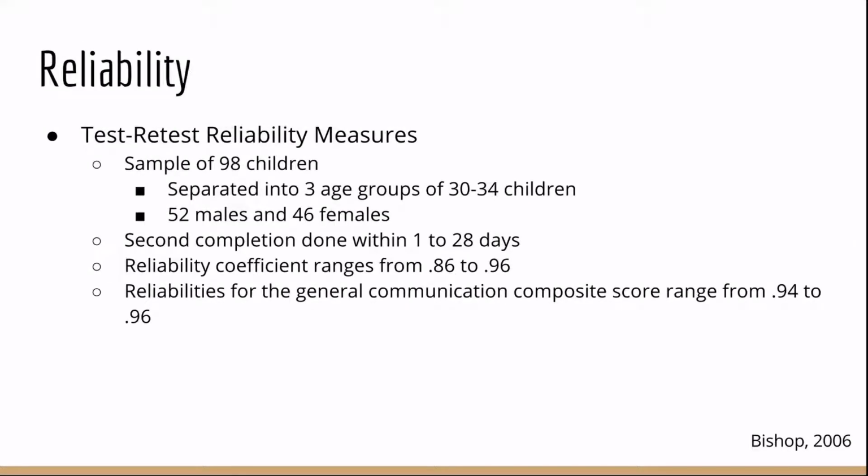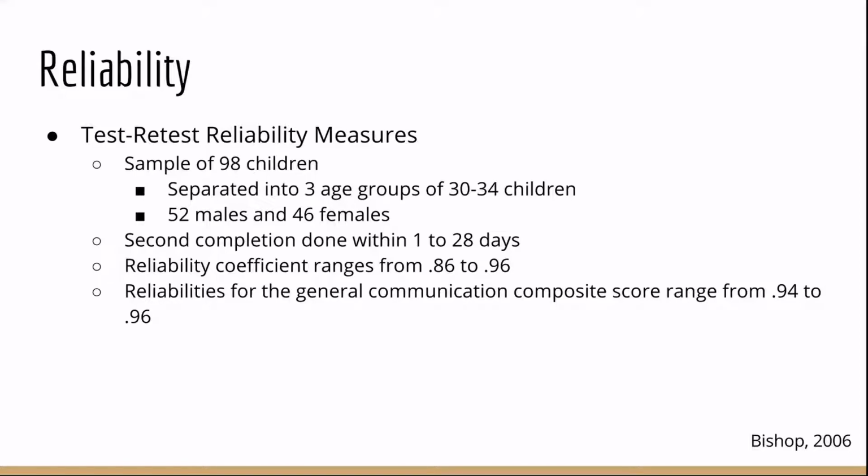The CCC-2 uses the test-retest reliability measures. The measures had a sample of 98 children, with 52 males and 46 females, who represent a range of racial and ethnic backgrounds. The 98 children were separated into 3 age groups of 30 to 34 children, the age groups being ages 4 to 6 and 11 months, 7 to 9 years and 11 months, and 10 to 16 and 11 months. There was also a range for level of education of caregiver responders.